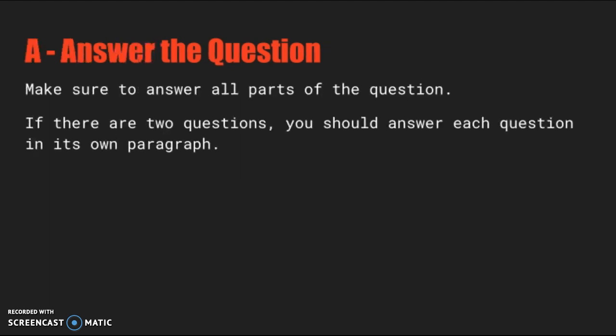The next step of RACE is to actually answer the question. When you answer the question, you want to make sure that you're answering all parts of the question. So sometimes you'll get questions that actually have two questions within them. When this is the case, you want to make sure that you answer each question in its own paragraph, so you'll go through the RACE process for each question.